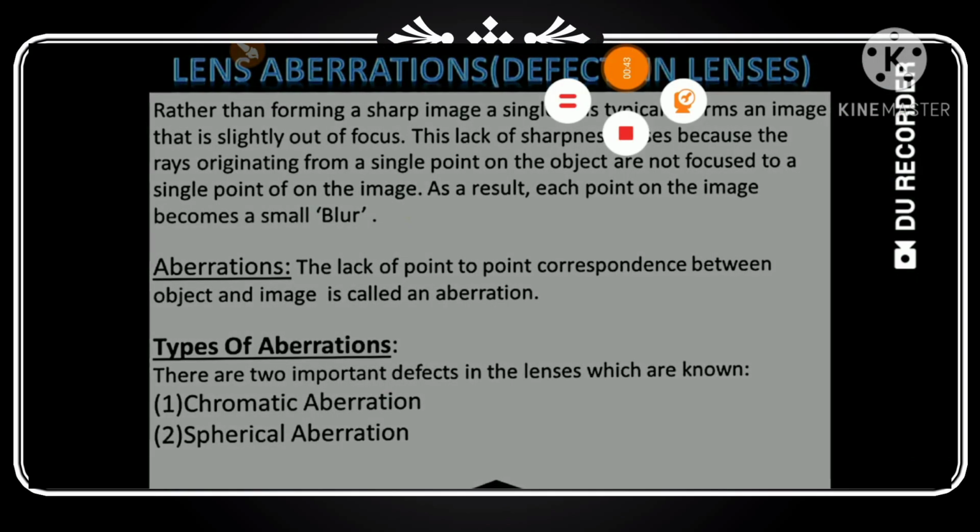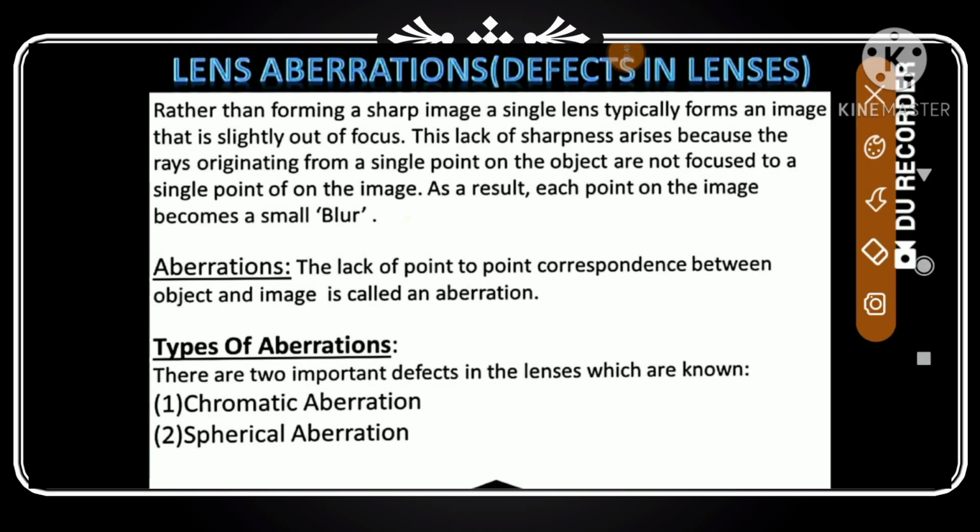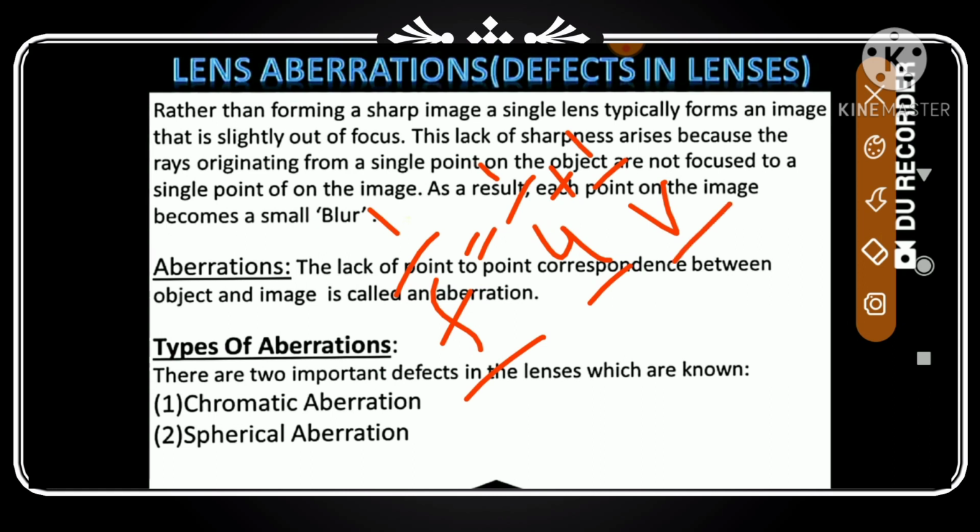You know the lens formula, 1 by f is equal to 1 by u plus 1 by v. This is the lens formula, connecting the object distance, image distance and the focal length of the lens. This formula gives the exact position and size of the image.